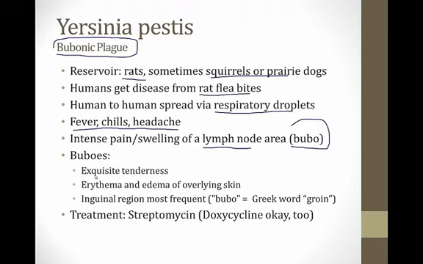So buboes have exquisite tenderness, there's erythema and swelling of the skin overlying them, and the inguinal region is the most common place. In fact, the word bubo is a Greek word for groin, and this is usually treated with streptomycin, although doxycycline also works. And that concludes our module on zoonotic infections.